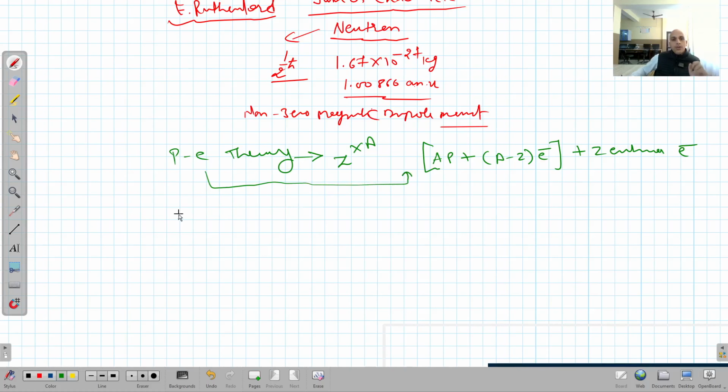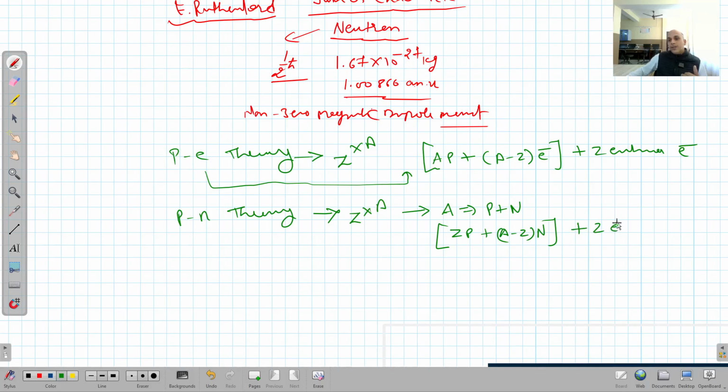Now according to the proton-neutron theory, the same thing, ZXA. According to this theory, it was proposed that the atomic nucleus contains a total of A nucleons. Nucleons means A is equal to the sum of protons plus neutrons. I mean, the nucleus contains Z protons plus A minus Z neutrons, and Z electrons are revolving around the nucleus.